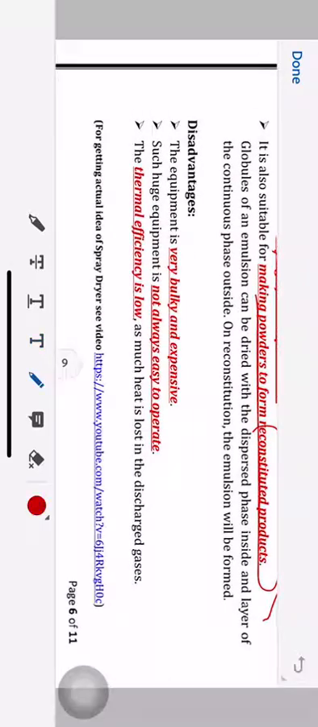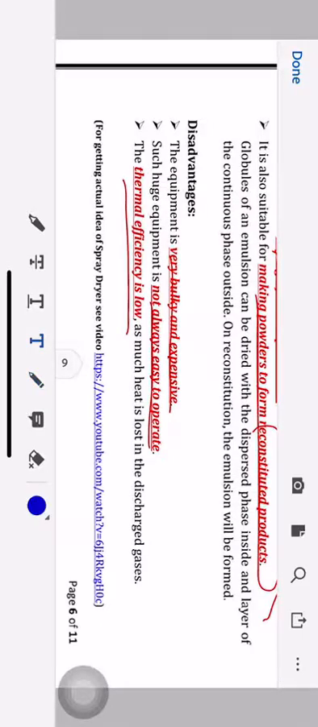Okay, if we talk about disadvantages, then it is very bulky and expensive, not always easy to operate, and thermal efficiency is low as much of the heat is lost during the process. Okay, so these are the disadvantages of the spray dryer.